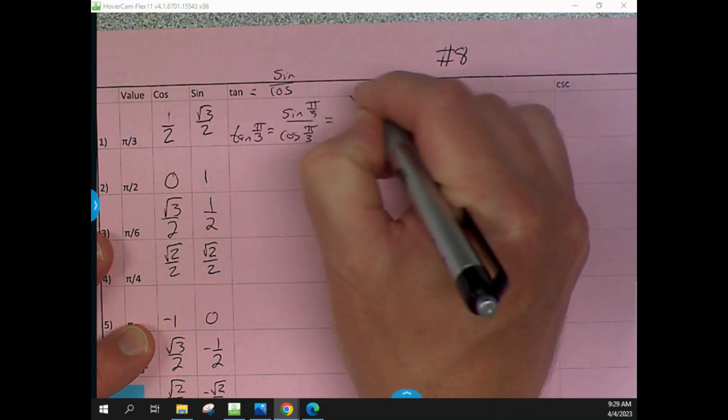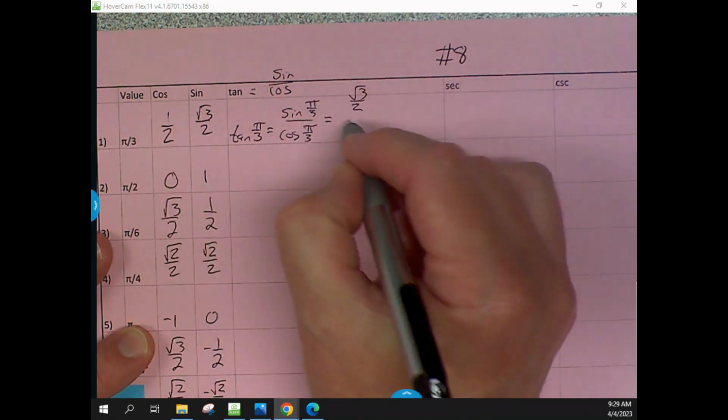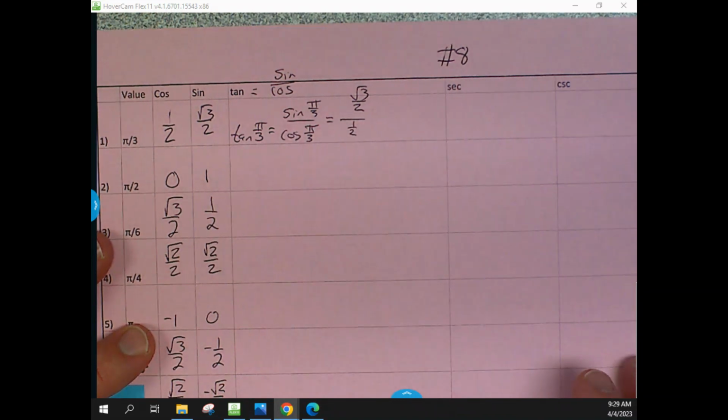Okay. But again, if you've got your unit circle, it's really easy, because you know that if you're doing the sine of pi over 3, that's just your second number, which is square root of 3 over 2. And you know that cosine is your first number, your first ordered pair coordinate. So it's 1/2.